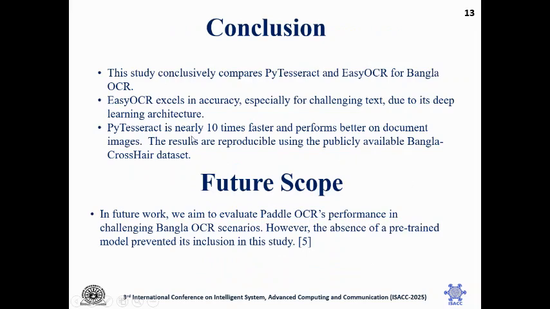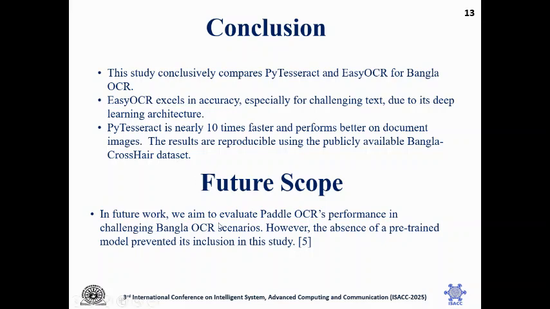And the conclusion would be that EasyOCR excels in accuracy for challenging instances due to its dependence on deep learning architecture, while Pytesseract actually performs the extraction 10 times faster than EasyOCR. These results are reproducible, and all of the code is publicly available in our repository.